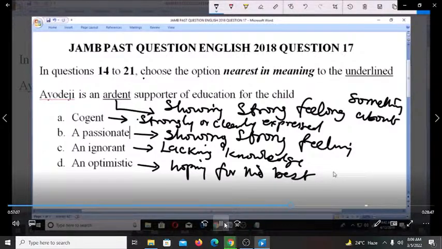So which of these have the same meaning as ardent? Ardent means showing strong feeling for something. Passionate means showing strong feeling for something. So you can see that passionate is the correct answer for this, and that's why we're picking option B.